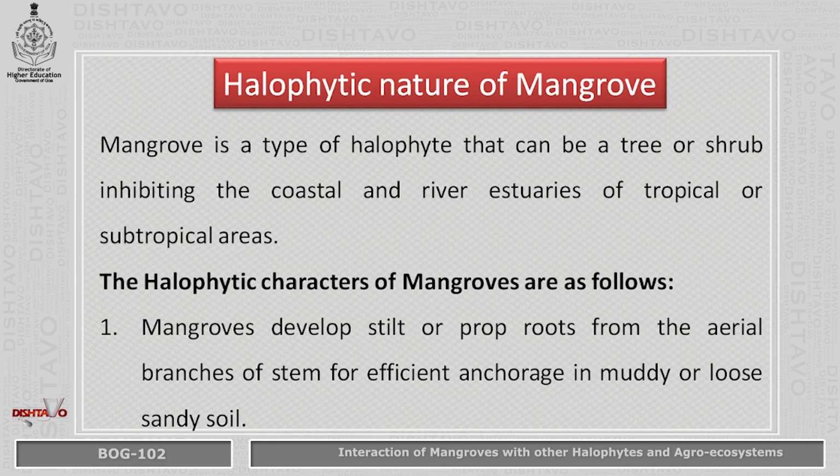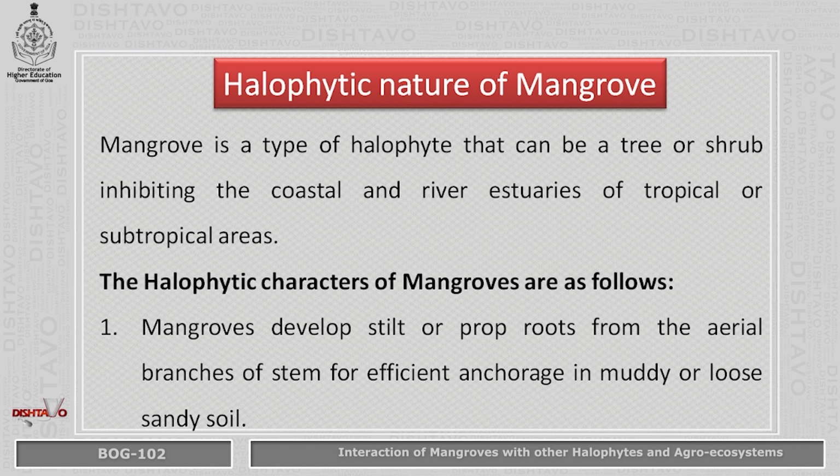Now let us learn about the halophytic nature of mangroves. Mangrove is a type of halophyte that can be a tree or shrub inhabiting the coastal and river estuaries of tropical or subtropical areas. The ecological conditions which are essential for the development of mangrove vegetation are shallow water with thick mud, waterlogged saline soil, high rainfall and high humidity in the atmosphere.